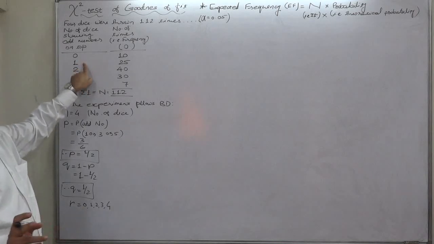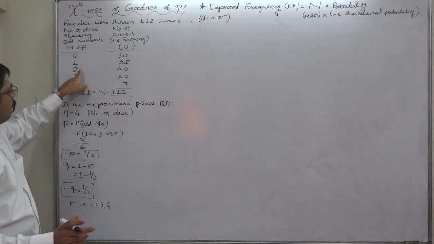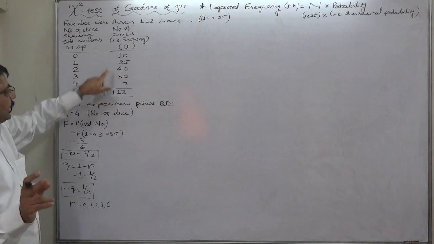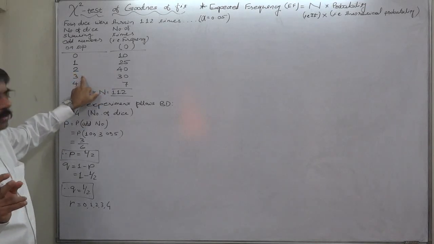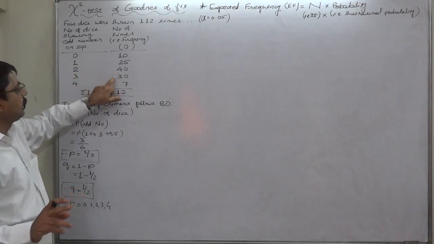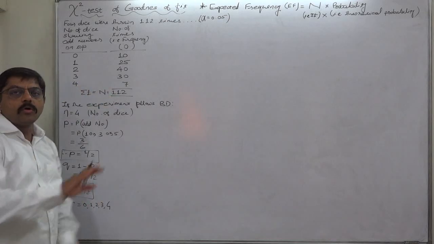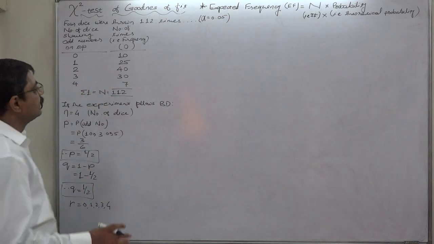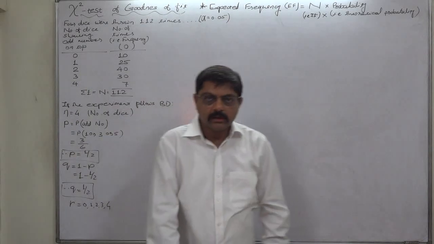Odd number on only 1 die, that happened 25 times. Odd number on 2 dice, any 2 dice, that happened 40 times. Odd numbers on any 3 dice, that happened 30 times. And odd number on all 4 dice, that happened 7 times.